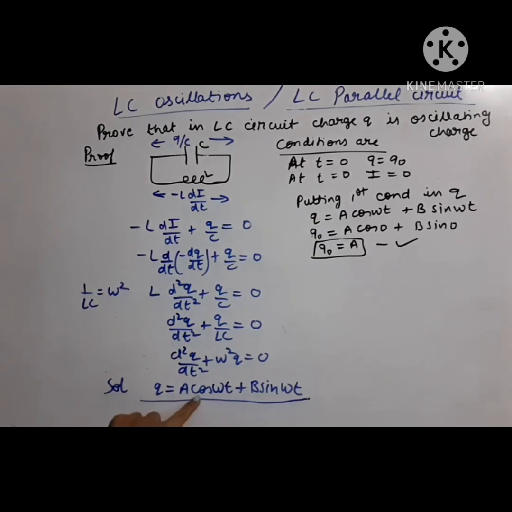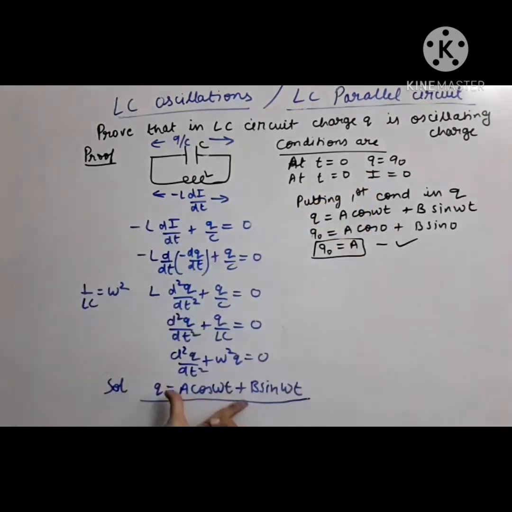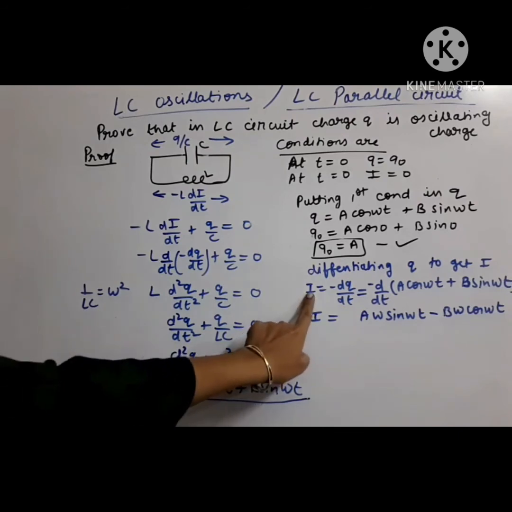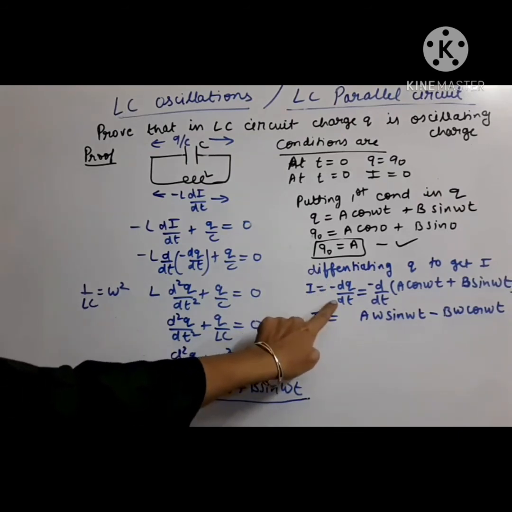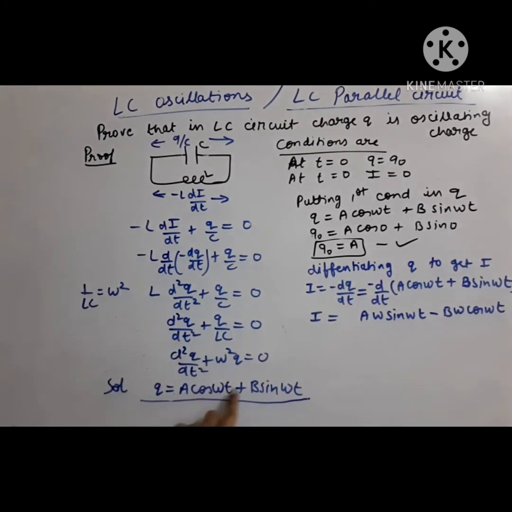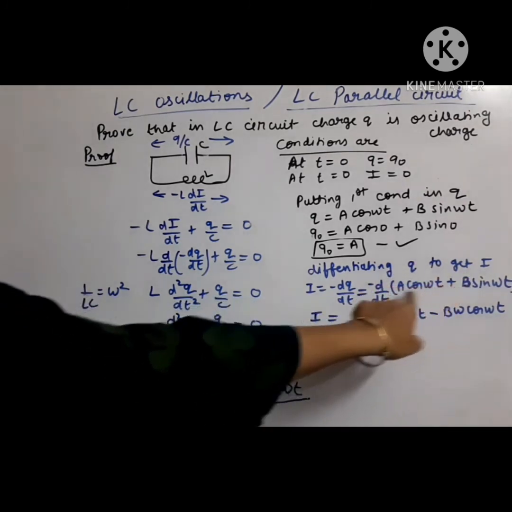Now let us apply the second condition here. But this equation is for charge, and the second condition is related to current. So let us first make current from it. Can we make current from charge? Yes. By differentiating the charge, we can make current. I equal to minus dq by dt, which we already know. Minus d by dt, put the q value from here: a cos omega t plus b sin omega t.